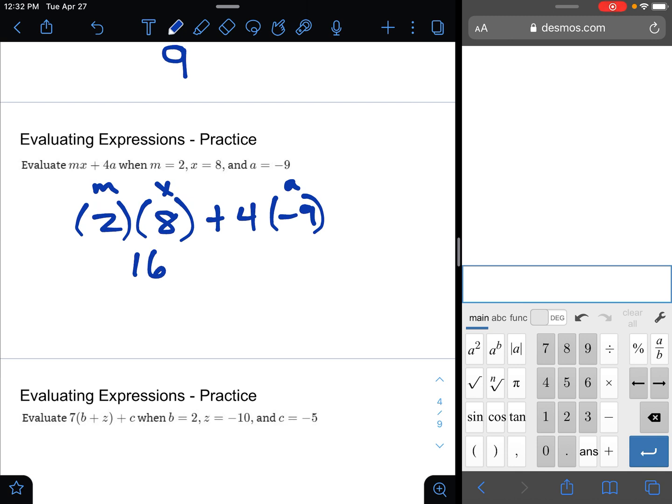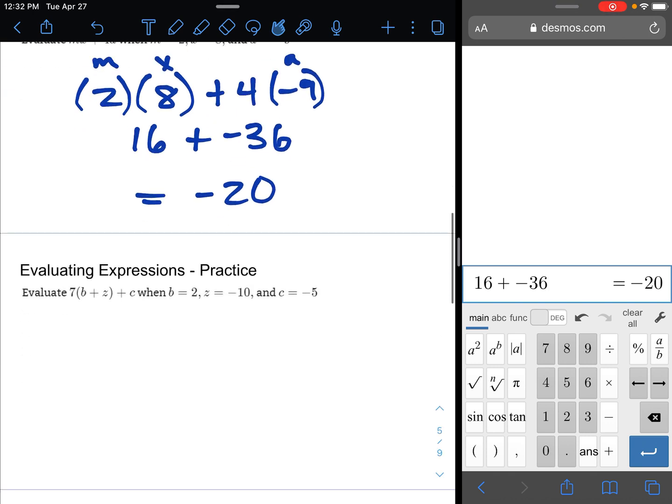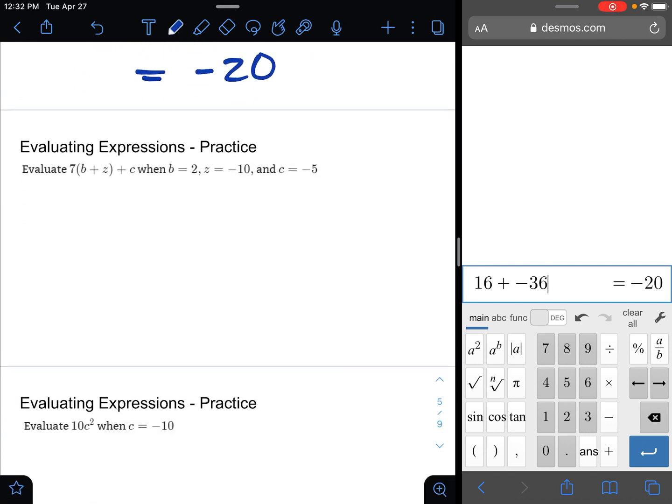So then 2 times 8 comes first, plus the 4 times the negative 9, which is negative 36, which is then negative 20. And if you're not sure about that, you can use a calculator. 16 plus negative 36, there it is at negative 20.